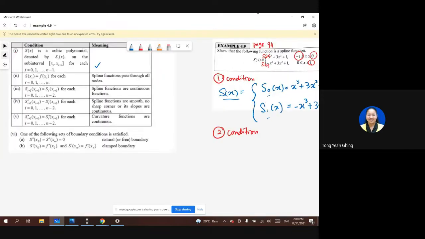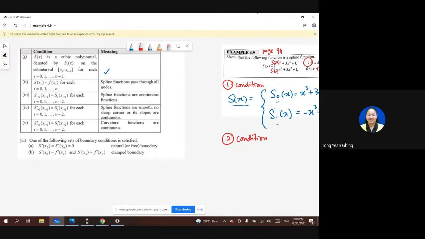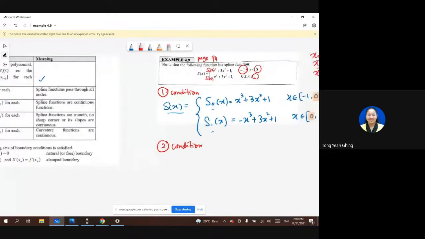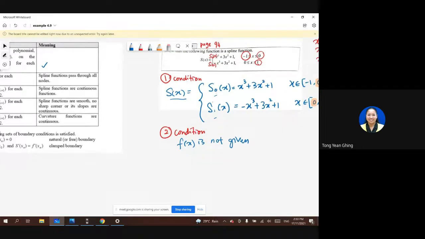The second condition says that S(x) has to be equal to f(x). For this example, f(x) is not given. The value of y is not here. They gave x but did not give the value of y. So we do not need to prove it since it is not given. How to prove it? Cannot prove. Okay, we go to the third condition.